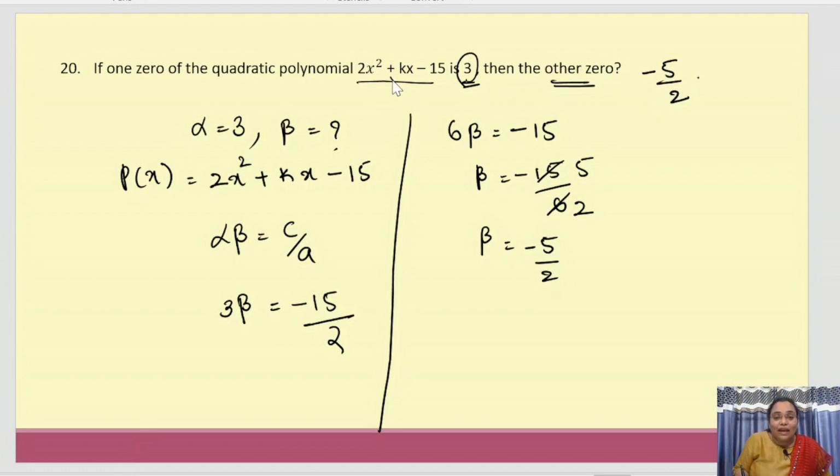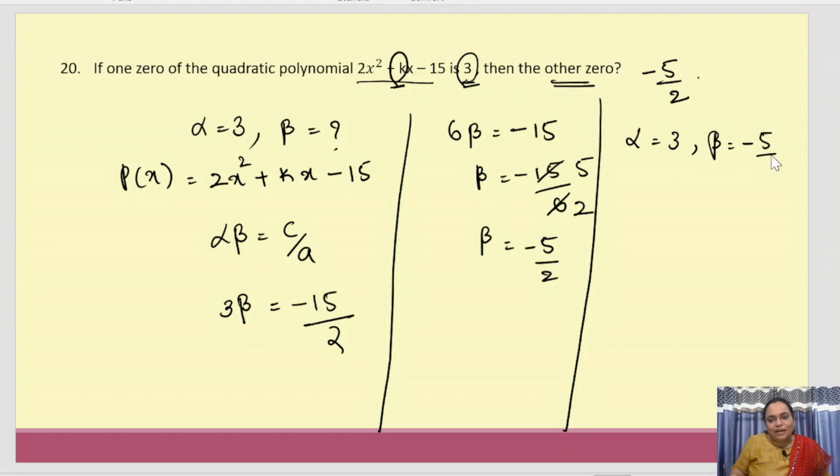Okay, so if they ask you to find the value of k, how will you do it? So see here. So we know that alpha is equal to 3 and beta is equal to minus 5 by 2. Right? So now we need to find the value of k. Okay. So k is in b place. Right? So you will apply sum of the roots. Sum of the roots alpha plus beta is equal to minus b by a. So alpha plus beta will be 3 minus 5 by 2 is equal to minus k by 2.